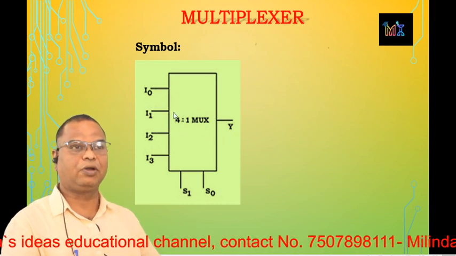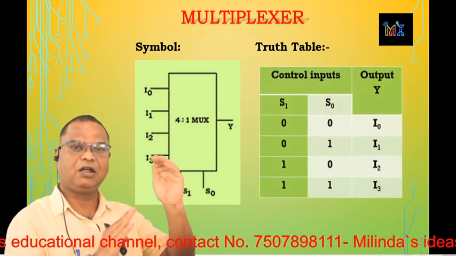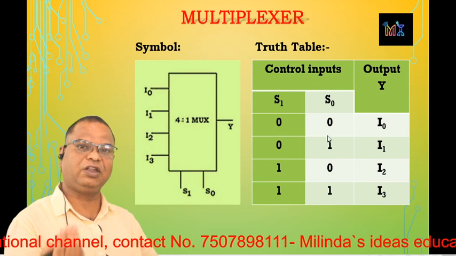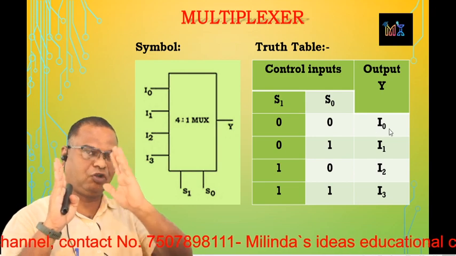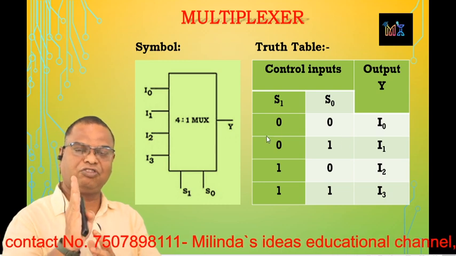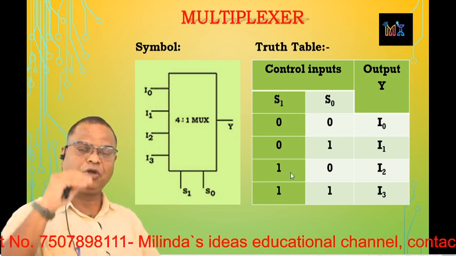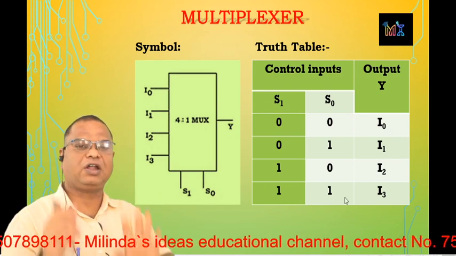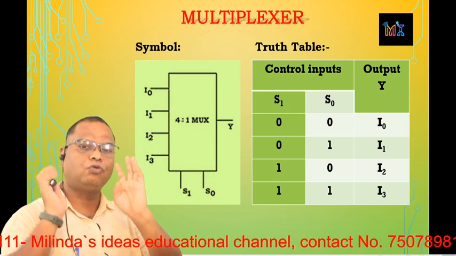Now what is the truth table? The truth table of this gate has 2 inputs, S1 and S0, and output Y. When both inputs are low, that is S1 is equal to S0 is equal to 0, Y is equal to I0. That means I0 data is selected and connected to the output. When S1 is equal to 0, S0 is equal to 1, Y is equal to I1. When S1 is equal to 1, S0 is equal to 0, Y is equal to I2, and when both S1 and S0 are high, output Y is equal to I3. So friends, that is the 4:1 mux.